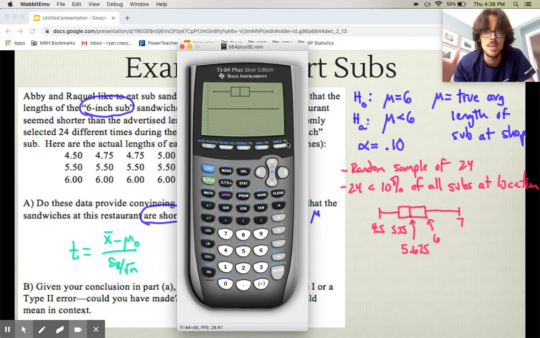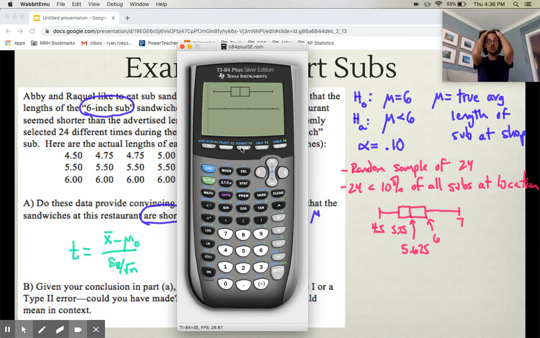Go stat edit, type in data, go second y equals, turn on stat plot, etc. You need to do a zoom 9 to see this picture. And then if you hit the trace button right here, you can figure out what the little boundaries are that you need. So I went ahead and transferred over that graph.